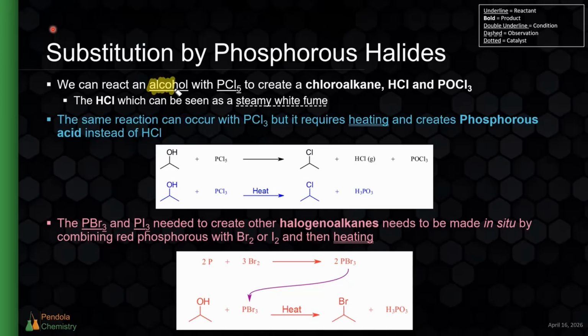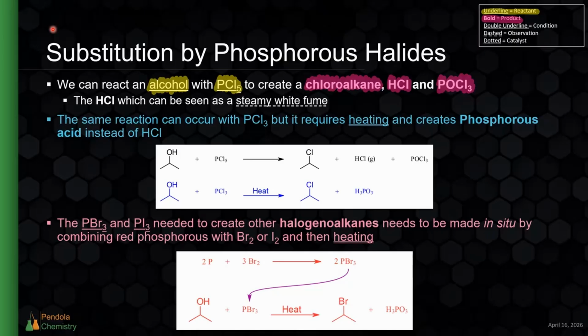So when an alcohol reacts with phosphorus pentachloride, PCl5, it creates, again, to no shock to anyone, a chloroalkane, but also hydrogen chloride gas and POCl3. So those are our 3 products in the reaction of an alcohol with phosphorus pentachloride, PCl5. So the HCl in this case is going to give us an observation.